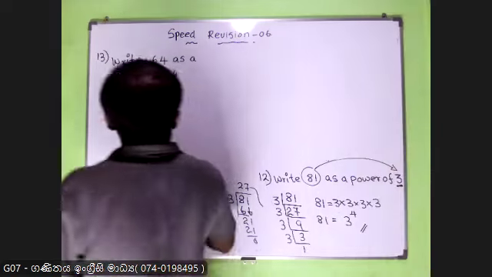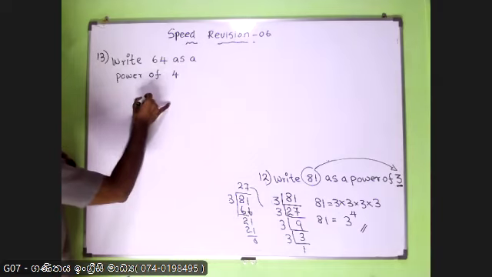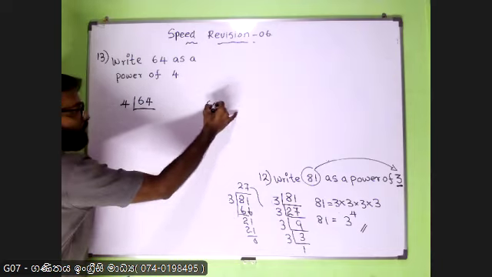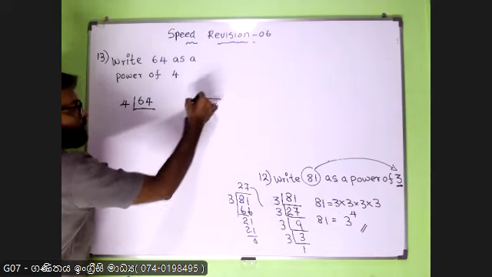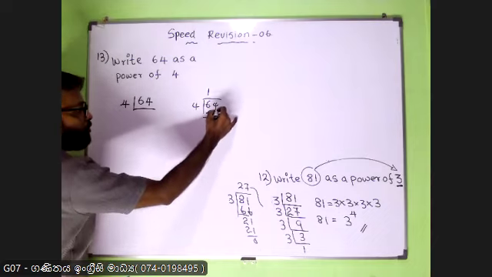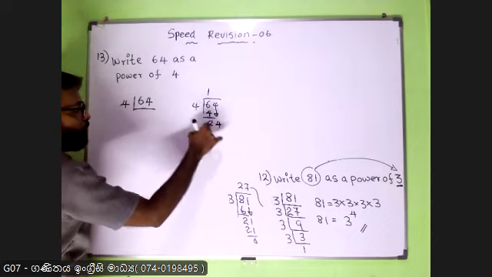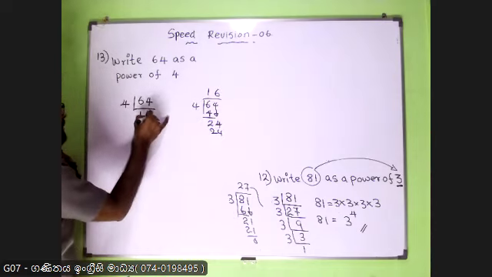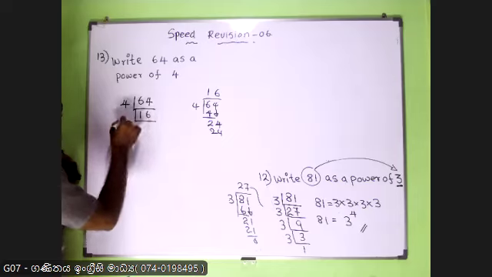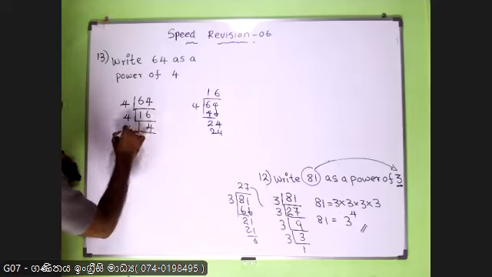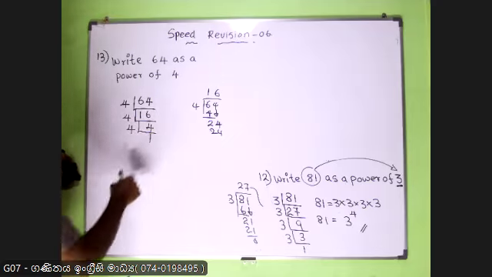Right, guys, I will do this. 64 divided by 4. How many 4s are there for 6? 4 times 1, 4. 6 minus 4 is 2. You have to take this 4 down. 24. 4 times 6, exactly 16 here. So again you have to divide it by 4. 4 times 4, 16. Again you have to divide it by 4.